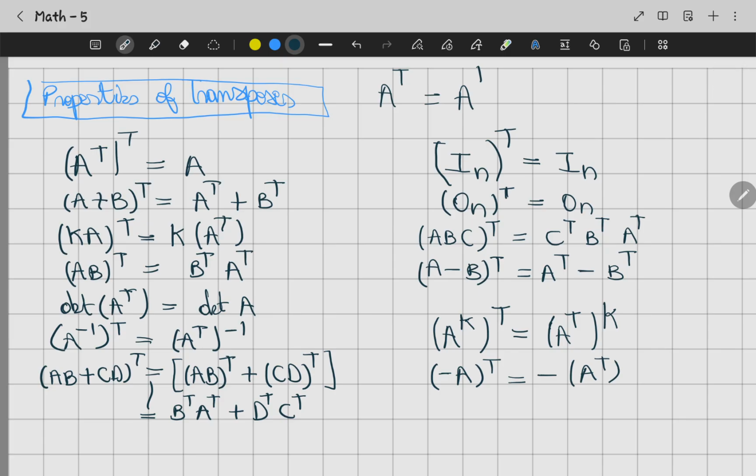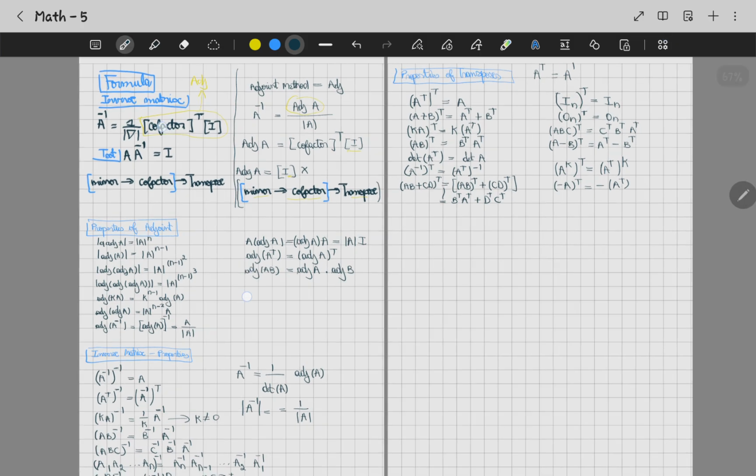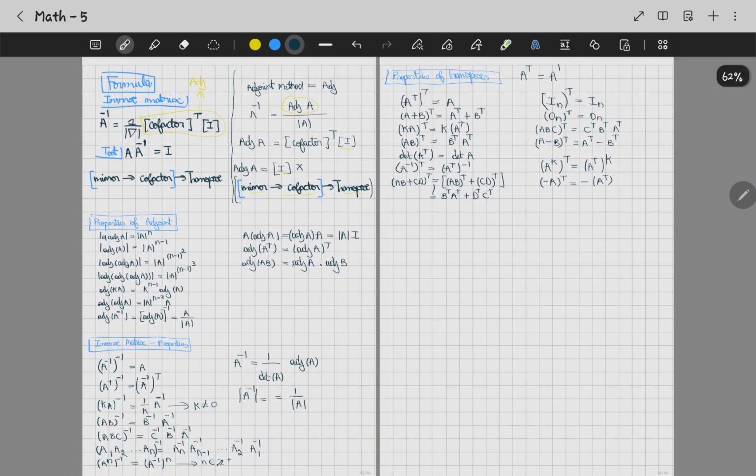Okay, these are the formulas, the properties that we can have. In summary, these are the properties that we can have.